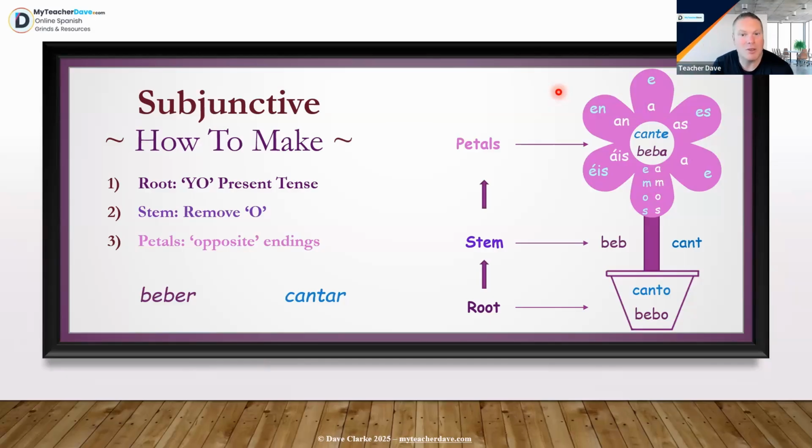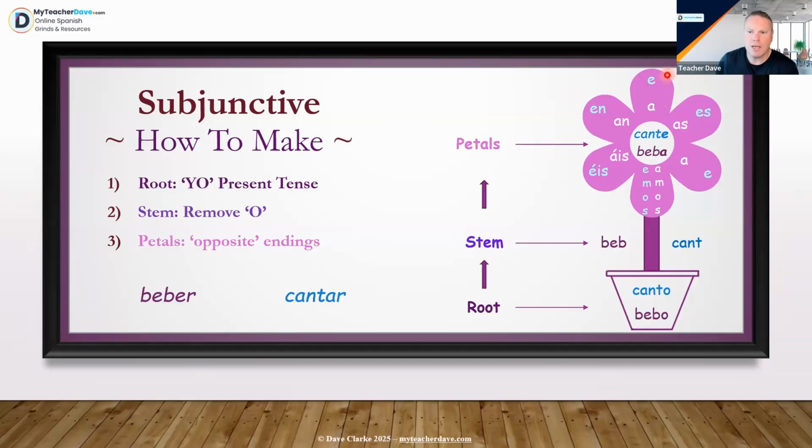Now, for those of you who are seeing this for the first time, this might look really, really strange. It looks like it's spelled wrong. It's not. It's perfect for the subjunctive. We are going to go into more detail in a few minutes, so don't worry if this is new to you and it's a little bit confusing at the minute about opposite endings and that kind of thing. We're going to clarify all of that 100% for you. You will know exactly what's going on.